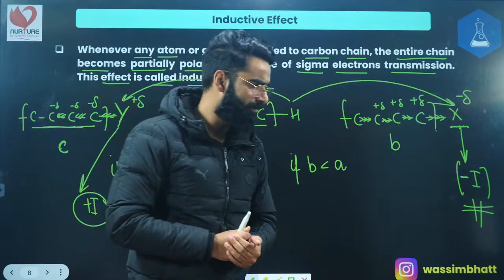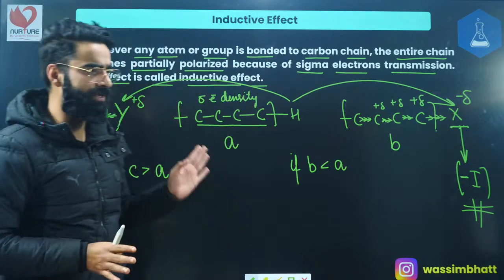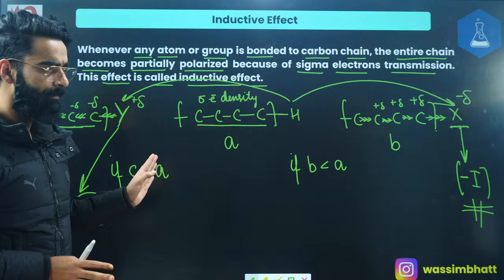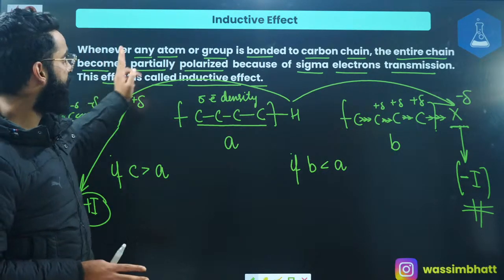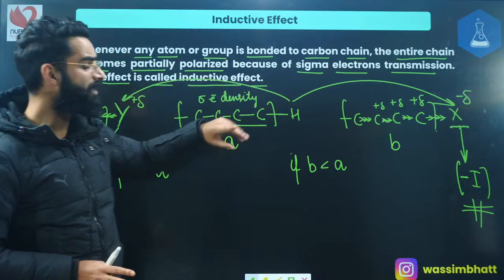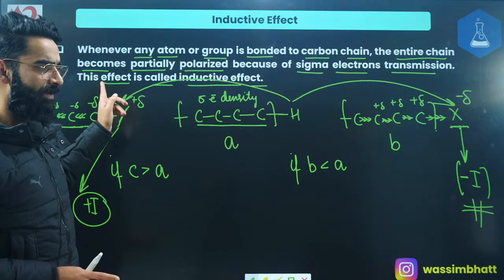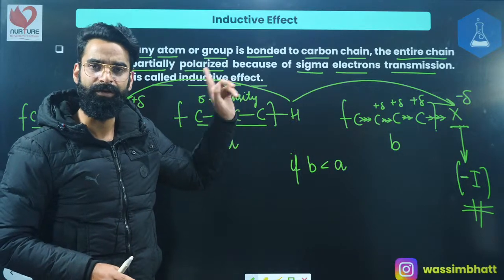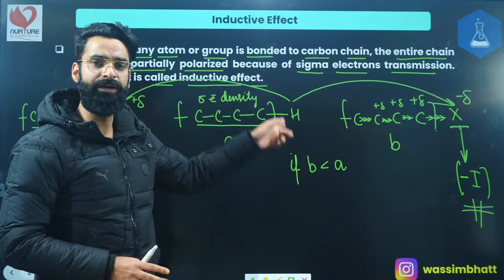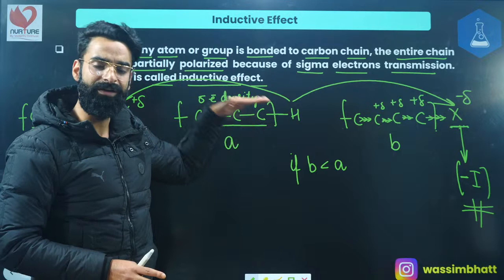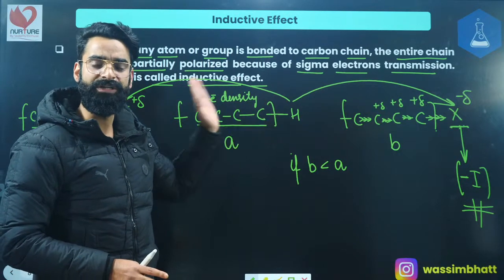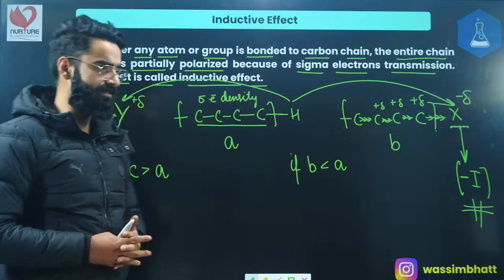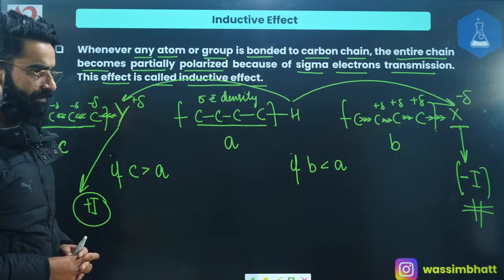Right, people? Got it? Is that clear? You got to know exactly what this inductive effect is all about? Simple? Okay, so whenever an atom or group of atoms is bonded to the carbon chain, the entire chain becomes partially polarized, right? Because of the sigma electron transmission. And this effect of the inducement of the partial polar character in the bond, due to the transmission of sigma electron density, is what we call the inductive effect. I'm sure this is clear to everyone.